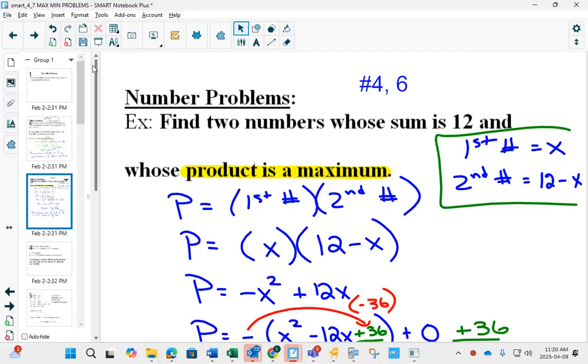We only need one variable in order to solve it. Okay, number problems. What's going to happen in number problems is it's not always going to be a product that's the maximum. They might tell you a sum of squares, so you have to square the first number, square the second number, and add them together. And that might have to be a minimum, or all sorts of different things. So you have to read what they're trying to find and then set up the equation according to that. Those are our number problems.